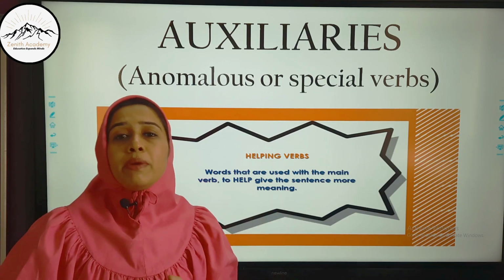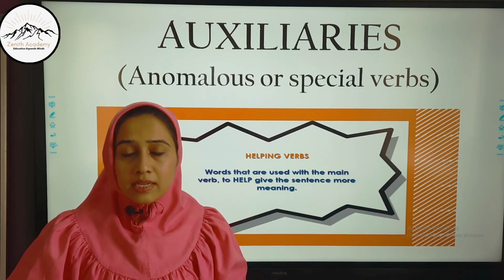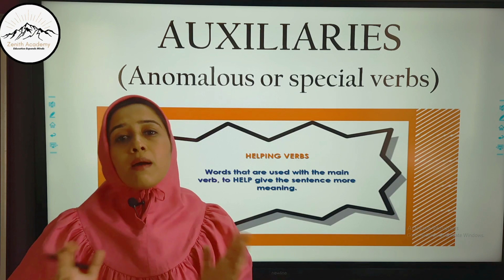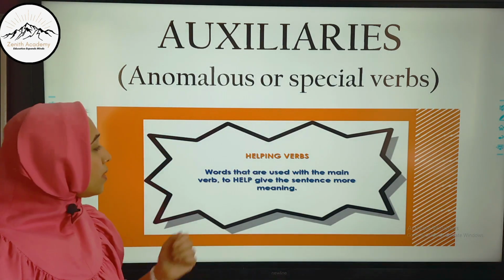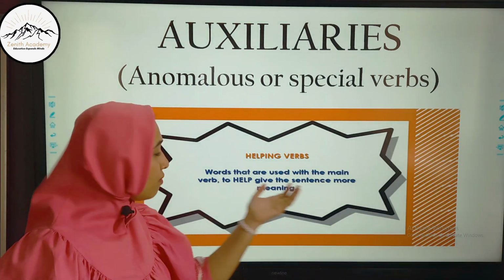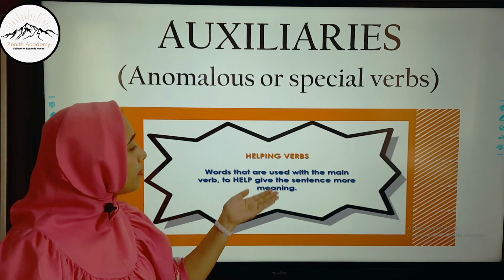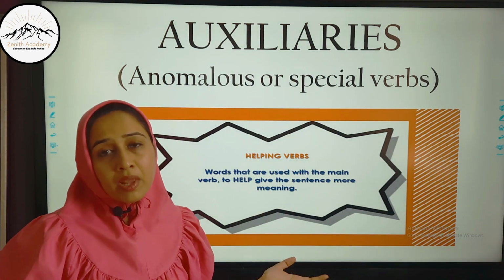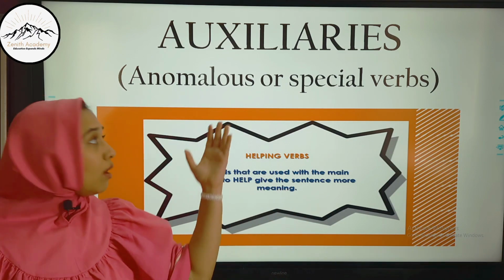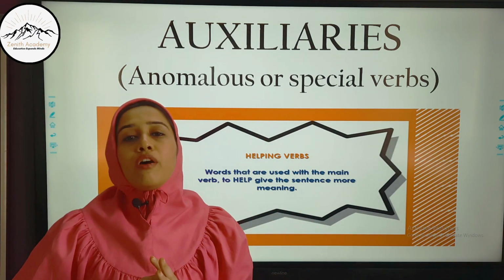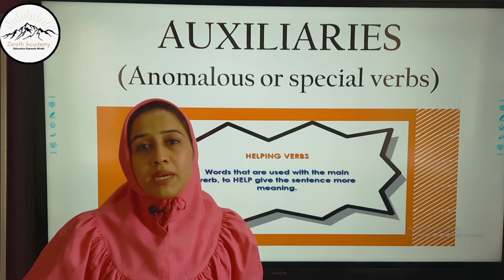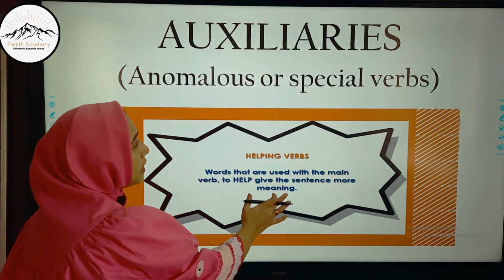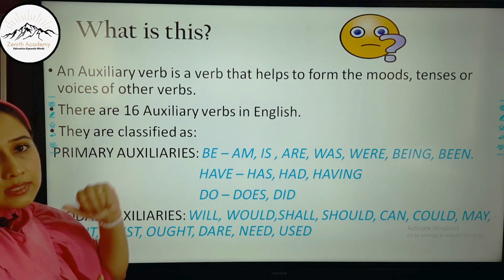These words may not be the main verbs in the sentence, but they are necessary for the completion of the sentence, and that is why they are called helping verbs. Verbs that are used with the main verb to help give the sentence more meaning. Without the auxiliaries, the meaning of the sentence would be incomplete or might not be conveyed completely. Let's get started and see what this is.